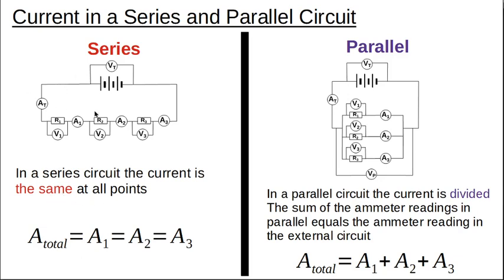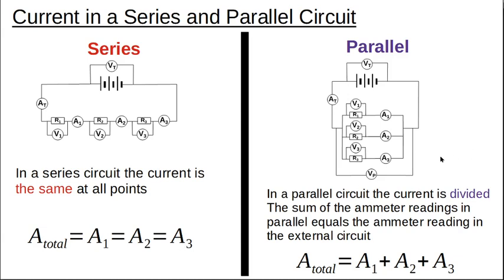So here in this circuit, resistor 1, resistor 2, resistor 3, here's an ammeter in series, an ammeter in series, an ammeter in series, an ammeter in series. In all of these, the total current is equal to the current at any point in the series circuit. So the total current is the same as the current at ammeter 1, the same as the current at ammeter 2, the same as the current at ammeter 3.